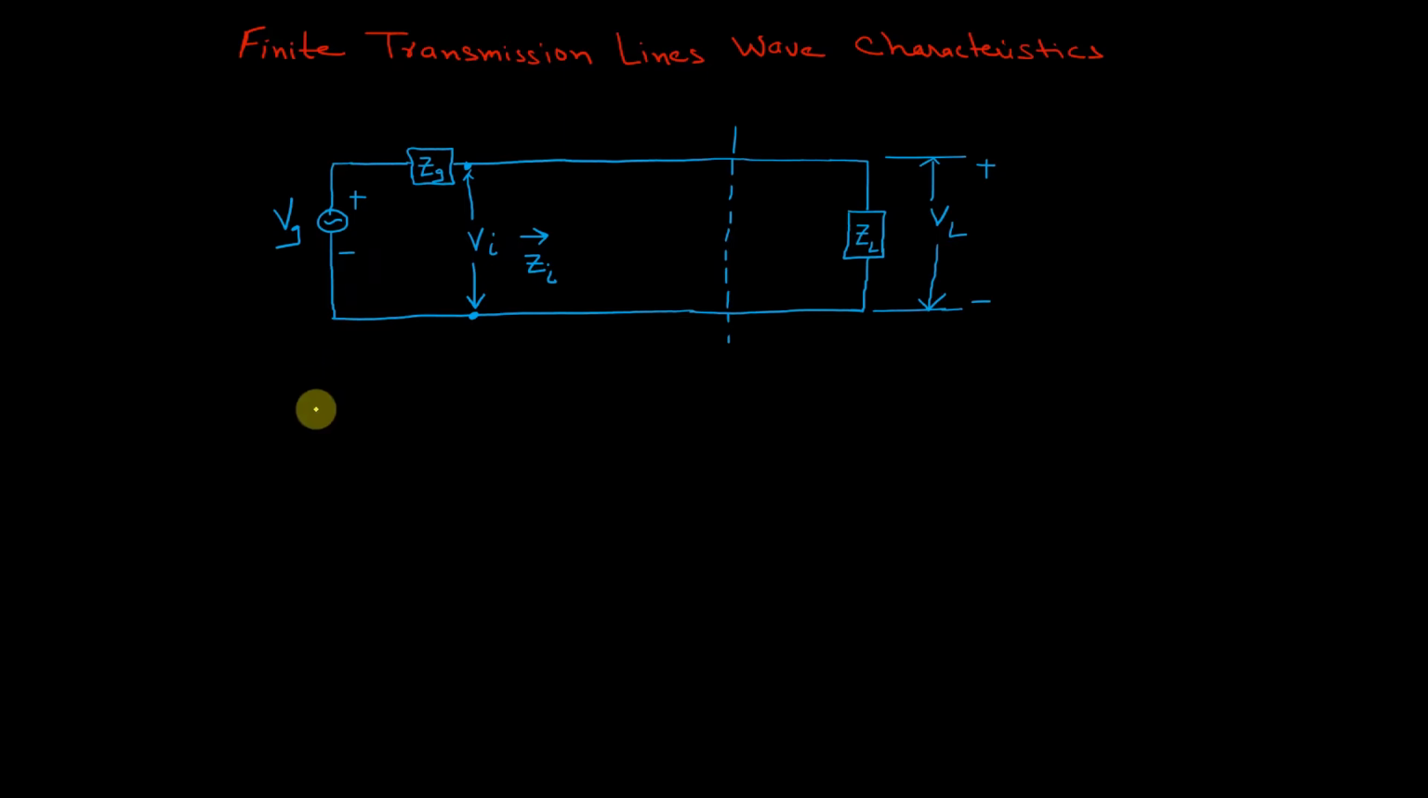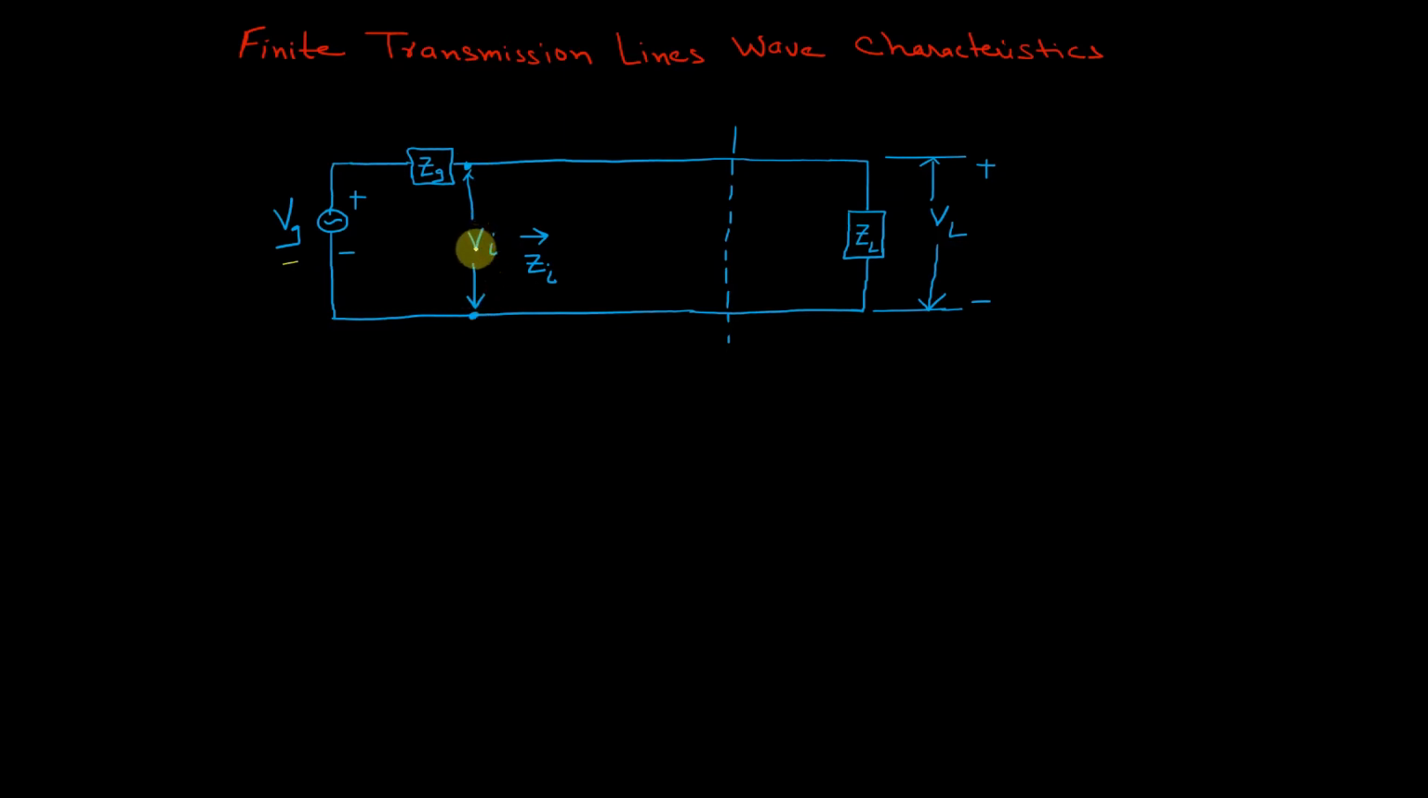Welcome once again. Today we will learn about this finite transmission line and its wave characteristics. Let us say this is a transmission line and we have a generator here. The voltage of the generator is given by Vg, and the impedance is given by Zg. This is the port where we have considered the applied input.